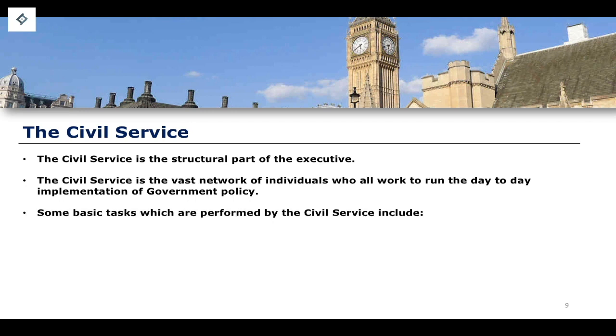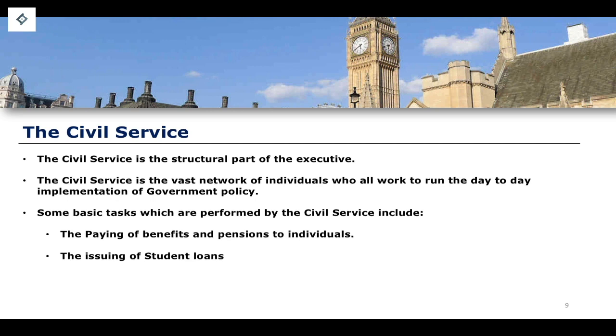So the civil service is responsible for a great variety of different tasks, from very high level tasks such as contributing to the drafting and creation of legislation, to some of the smaller tasks such as the paying of benefits and pensions, or the issuing of student loans. That's a civil service task that those of you who are at university studying law at the moment will obviously be familiar with, the issuance of student loans and tuition fees and things like that, the running of prisons, as well as the issuing of driving licenses.